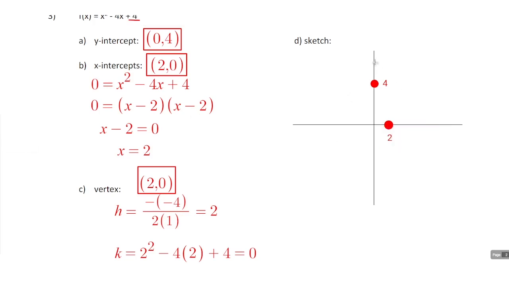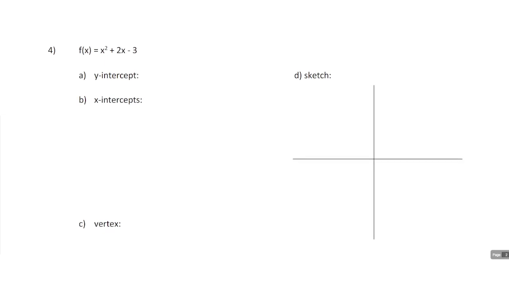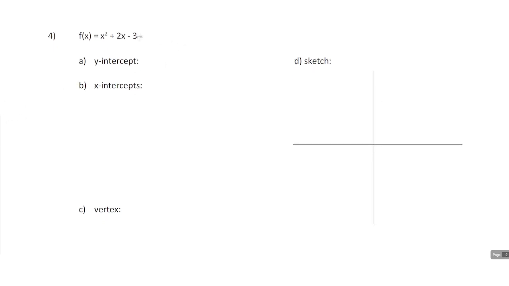All right, so our parabola will look something like this. Just barely touch that x-axis. All right, there's number 3. Number 4 has a y-intercept at -3. So that point, or that set of coordinates, is going to be (0, -3).